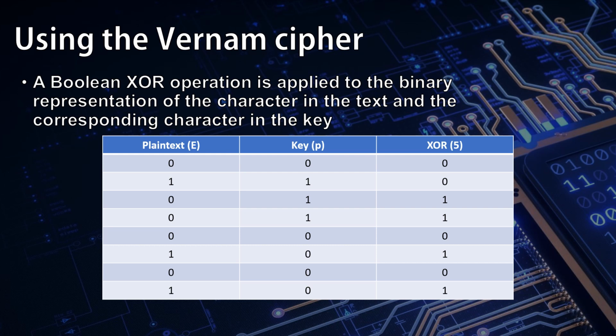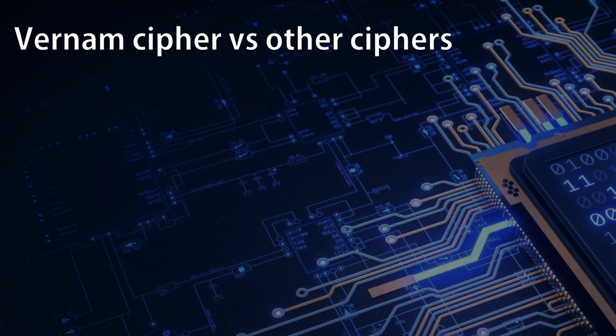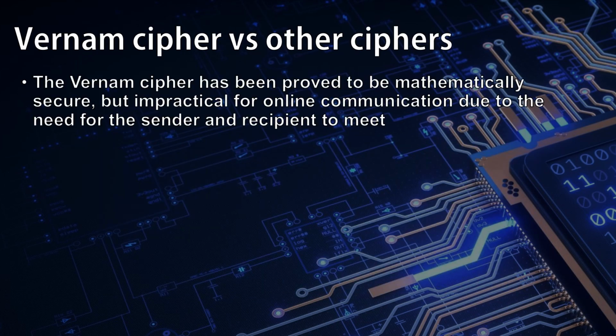If we took the digit 5 with its binary representation and we XOR'd it with the key again, we would be back to the plain text value capital E. The Vernam cipher has been proved to be mathematically secure. However, it's impractical for online communication due to the need for the sender and recipient to meet.